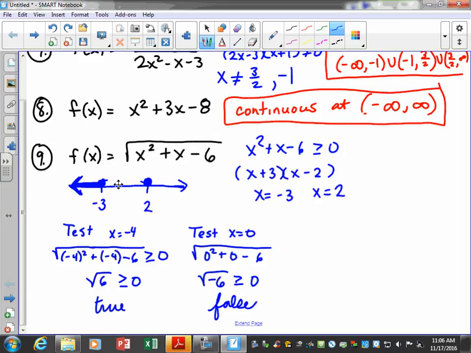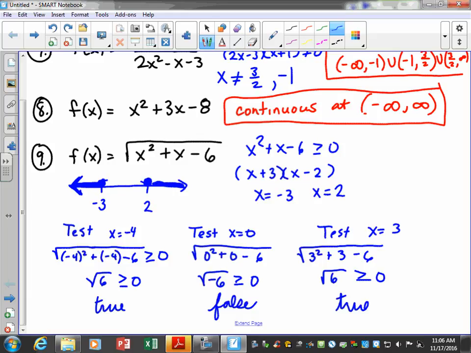Now let's test just to the right of 2. Let's just test x equals 3. So 3 squared plus 3 minus 6. 9 plus 3 is 12 minus 6. Square root of 6 greater than or equal to 0? True. Okay, so that means shading here. So that's everywhere that is continuous.